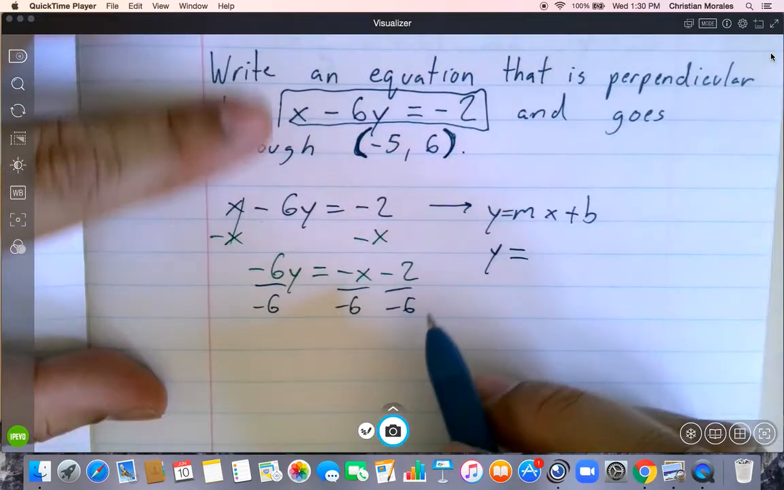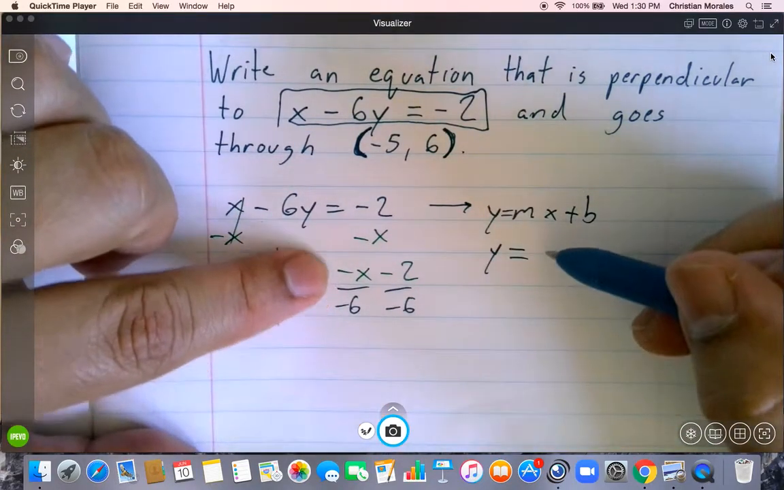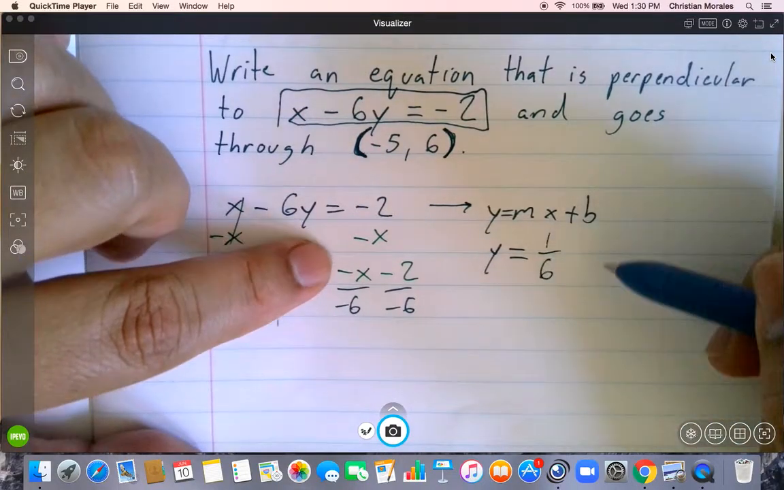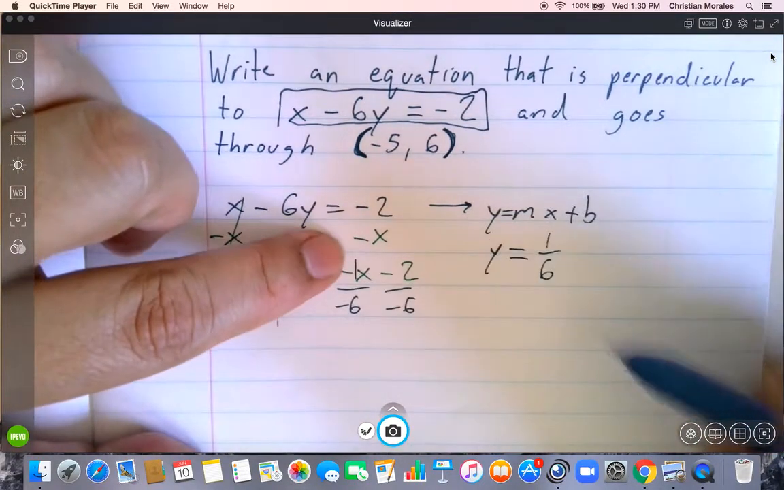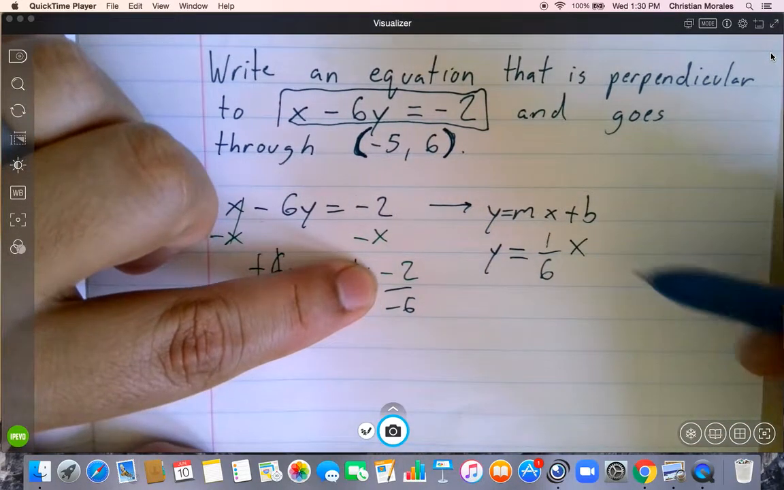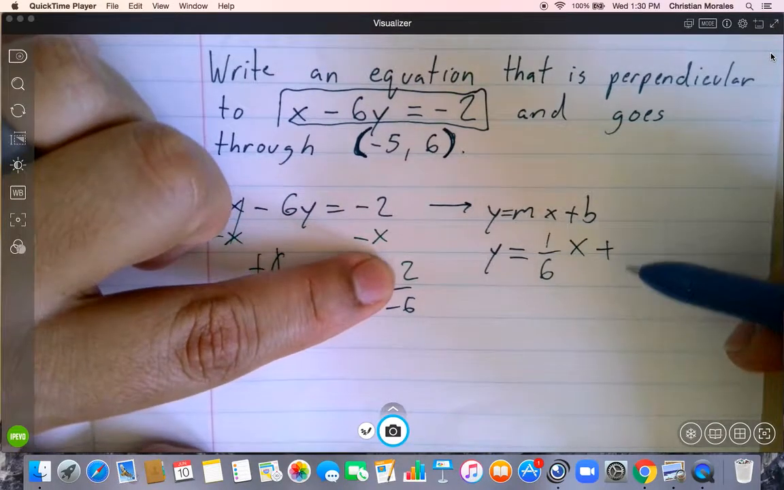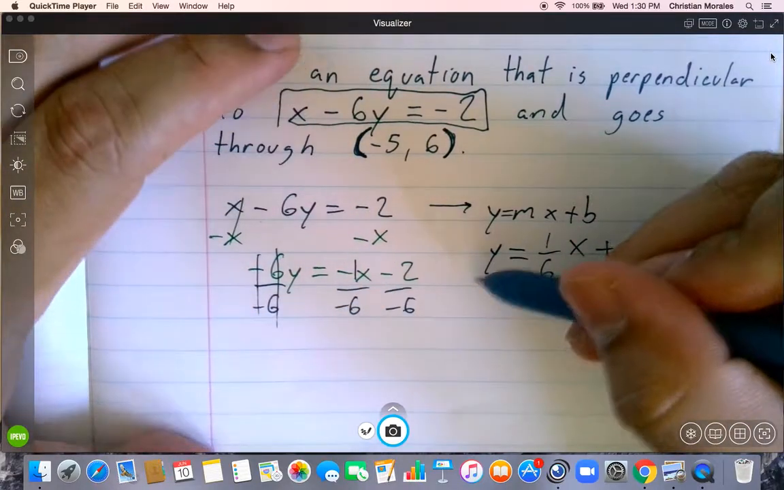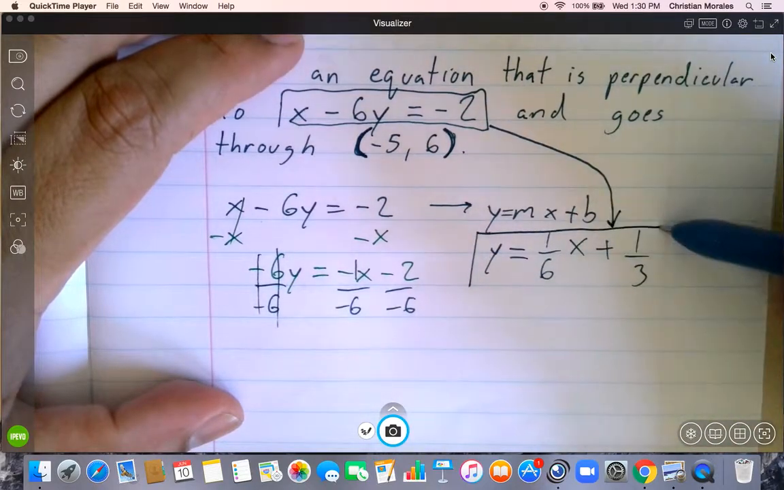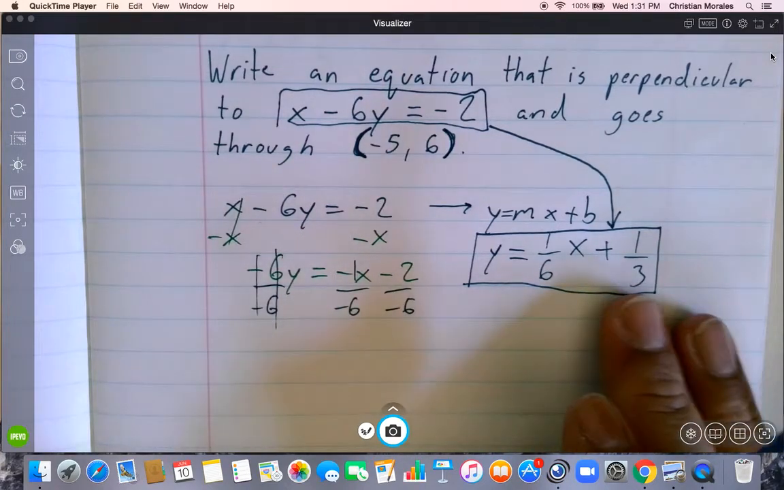y equals, because these cancel out, negative over negative makes positive 1/6. Yep, there's a 1 up there. 1 over 6, and it's positive. This is also positive, but you simplify this. 2 over 6, divide them both by 2, 1/3. And guys, this equation now looks like this. This is the equation we're going to use to compare the lines.